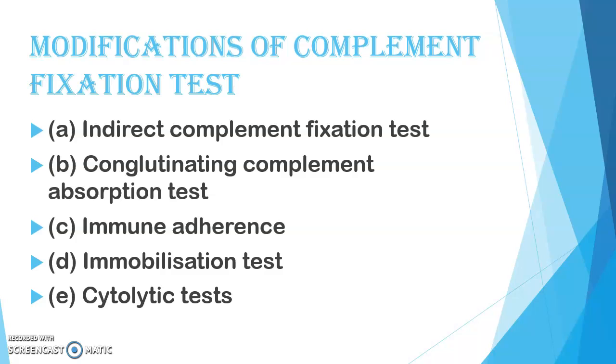Here we have seen that in the complement fixation test there is a positive test, and in the conglutinating complement absorption test it gives a negative result. Now the third is immune adherence. When some bacteria combine with the specific antibody in the presence of complement and some particles such as erythrocytes or platelets, they adhere to the erythrocytes or platelets. This is called immune adherence.